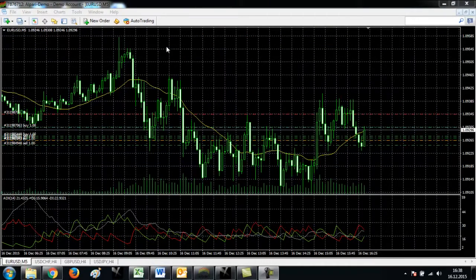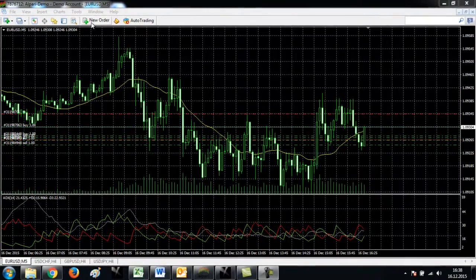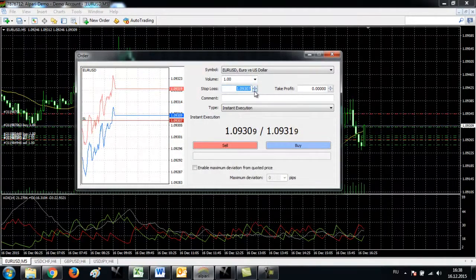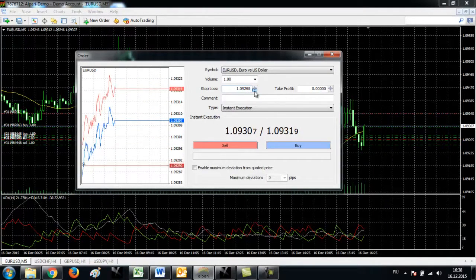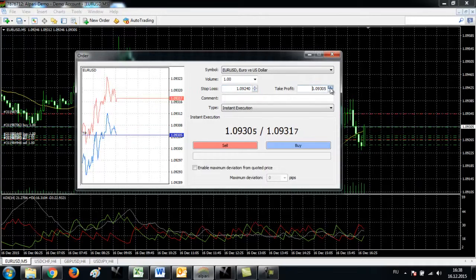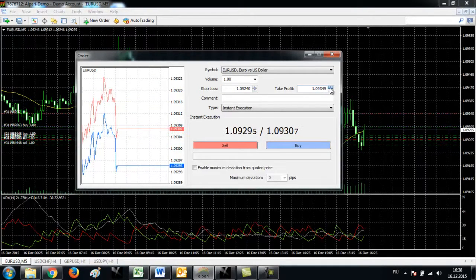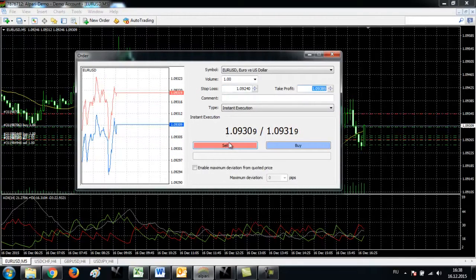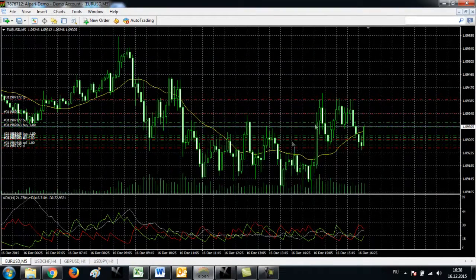Let's look at the purchase and sale, opening and closing positions. In MetaTrader you can do it quite simply. You can open a new order, then you can set stop losses. For example, let's put a little more. Let's set the take profit a bit more as well. For example, we can buy some contracts. We see the line at which we bought the contract. Also, we could buy other contracts in the same way.